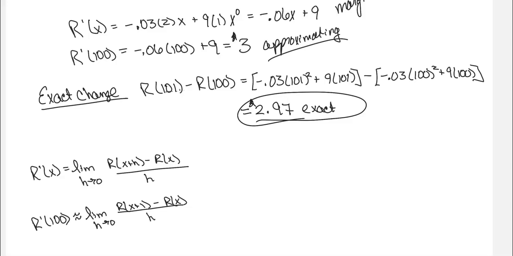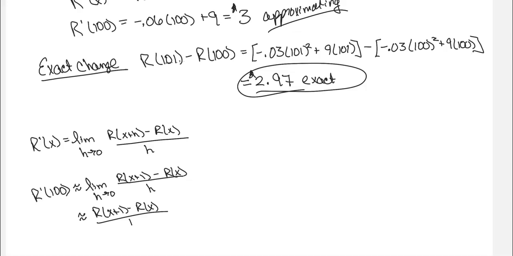But remember, the smallest this could ever be is 1. So this is going to be approximately equal to this, because I can't get any smaller than 1 when I'm selling items. I can't sell a fraction of an item. I have to sell a whole item. So we're really looking at what happens as we get close to 1 here. And you can see how that marginal revenue at 100, if I were to plug 100 in here, would approximate what's going on.